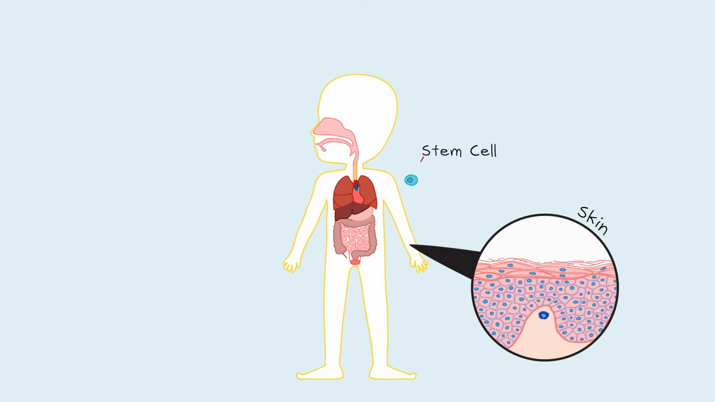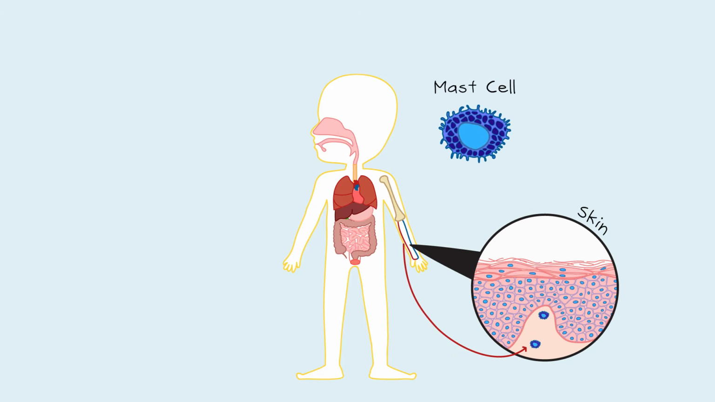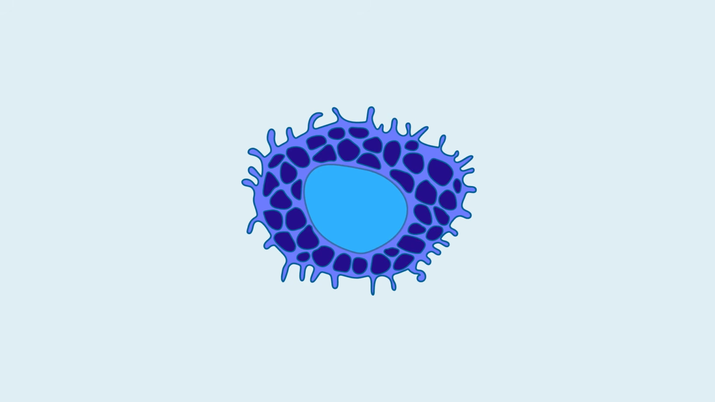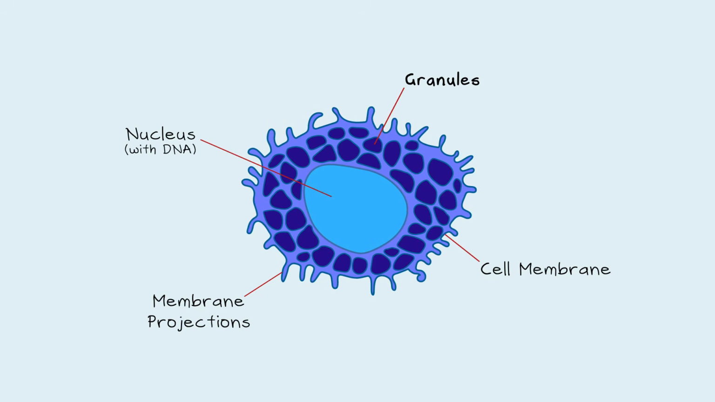They originate from stem cells in the bone marrow and enter the blood as immature cells. They then migrate to the tissues where they mature into recognizable mast cells. Note that mast cells are distinct from basophils. Each mature mast cell contains hundreds of granules. These granules contain protein and chemical mediators.